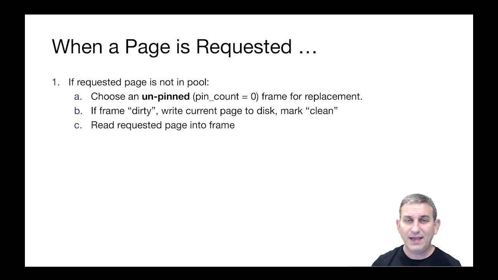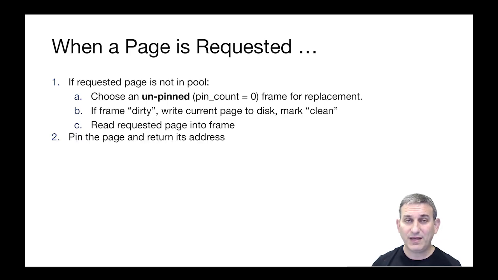Now let's go through the life cycle of this. When a page is requested, if that page is not in the buffer pool, we're going to choose an unpinned frame. That is a frame whose pin count is 0. And that's the frame where we're going to put the new page. And we're going to replace whatever page is in there now. So if the frame is dirty, that means the page that's in that frame right now has been edited, it's been modified, since it was read from the disk. And so we're going to write that current page back to the disk. And then we can mark the frame as clean. After that step, we can read the requested page into that frame, overwriting the page that used to be there.